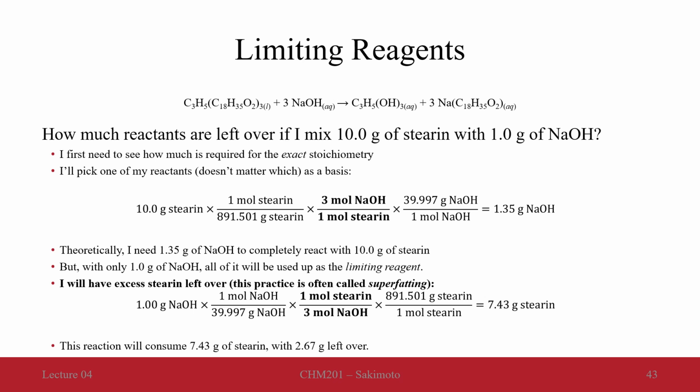However, because I only have 1 gram of sodium hydroxide, I'm not going to produce all the soap I could possibly make from 10 grams of stearin. This limiting reagent, this sodium hydroxide, dictates how much of this reaction occurs. To use up all my 1 gram of sodium hydroxide, once again I use my conversion factor train, and it tells me I only use up 7.43 of my 10 grams of stearin.